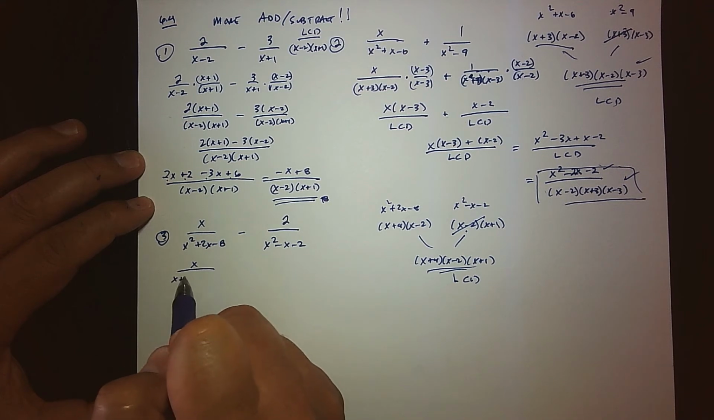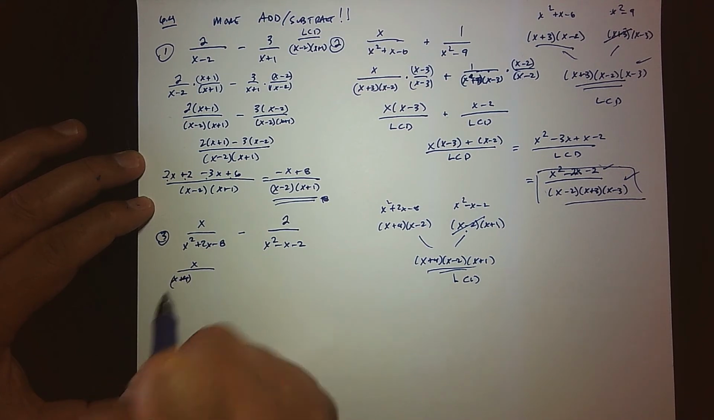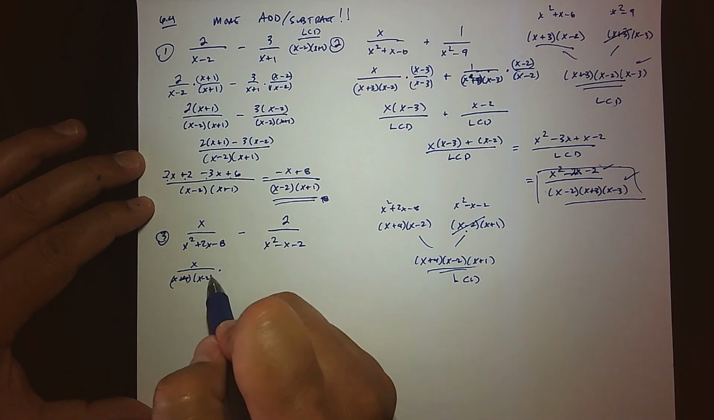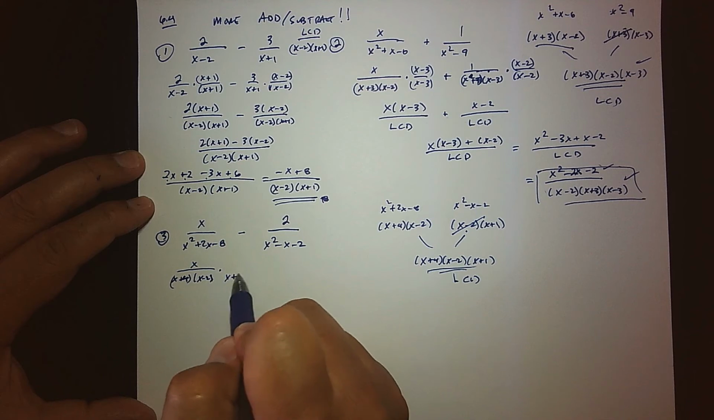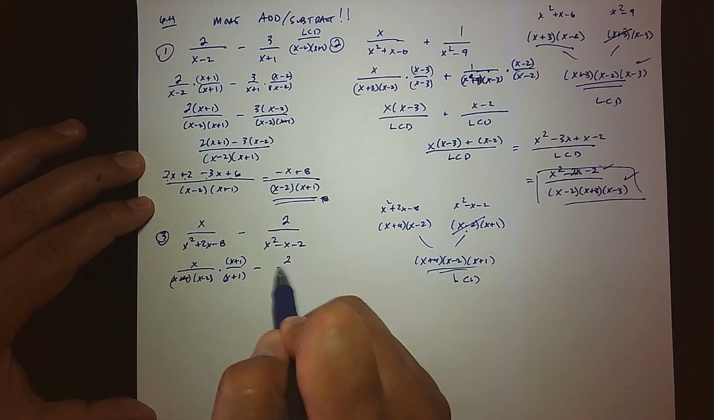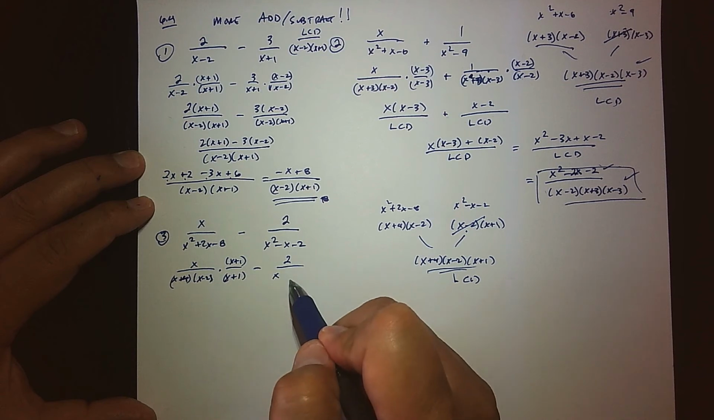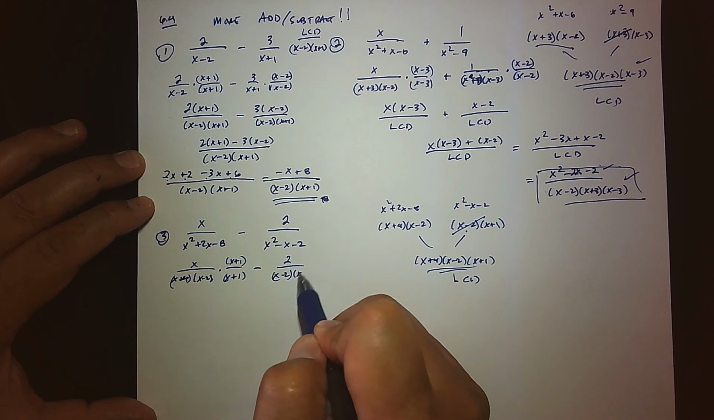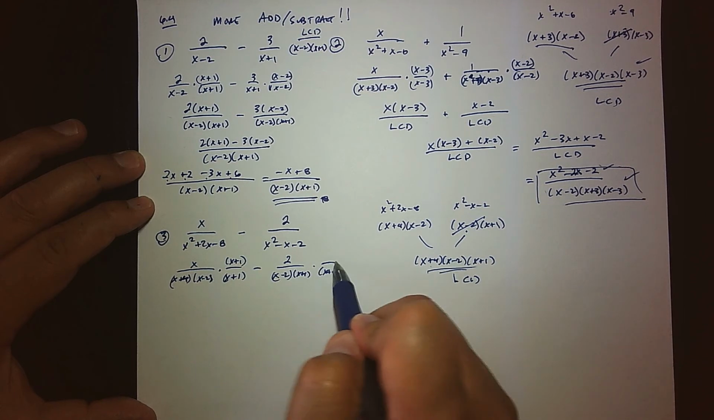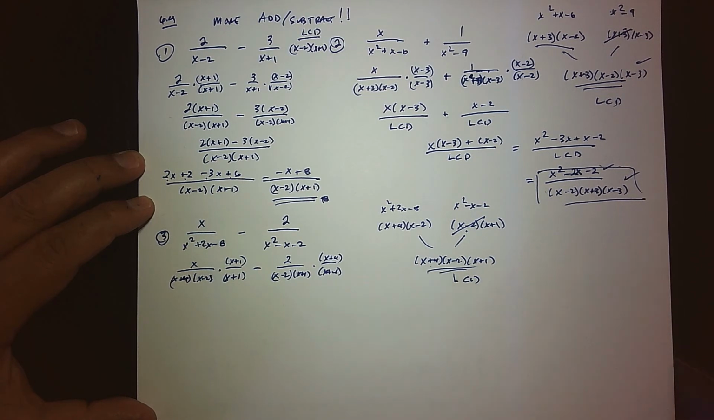So let's come back over here, right? The factor that's missing for this one, we're missing the x plus 1. So I'll multiply both top and bottom by x plus 1. The factor that's missing for this one, right, is x plus 4. So I'll multiply top and bottom by x plus 4.